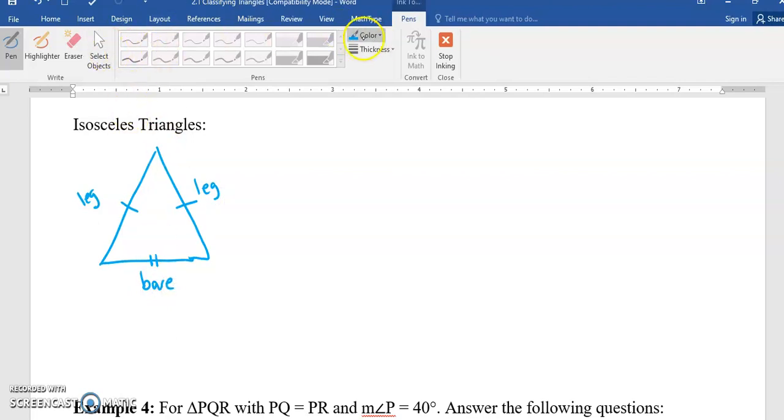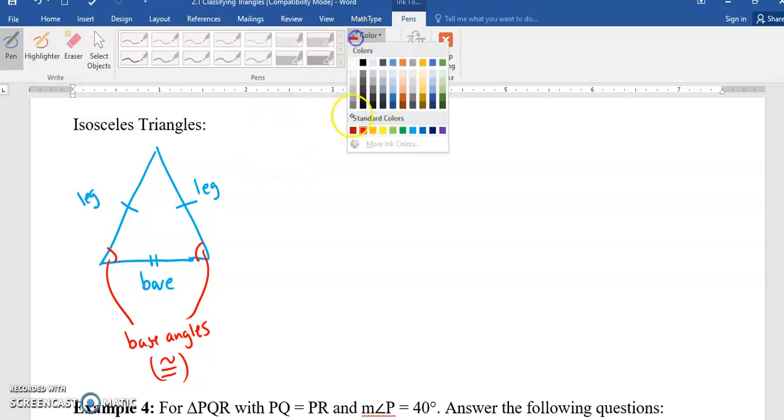So then the two angles at either end of the base are called the base angles. Those are the base angles. Base angles of an isosceles triangle are congruent. Okay, so the two base angles will be the same size. And it doesn't matter where this is situated.